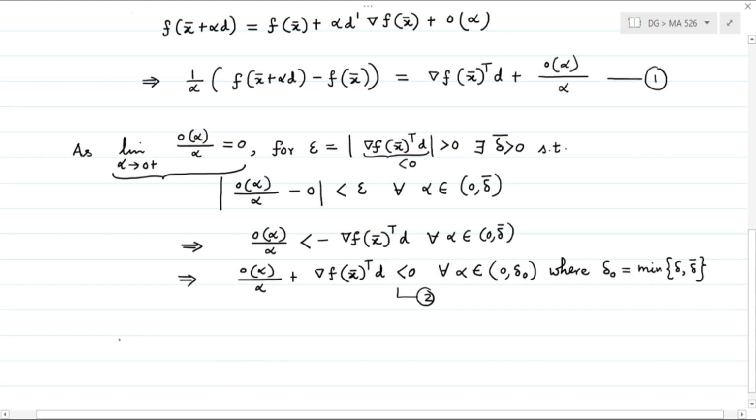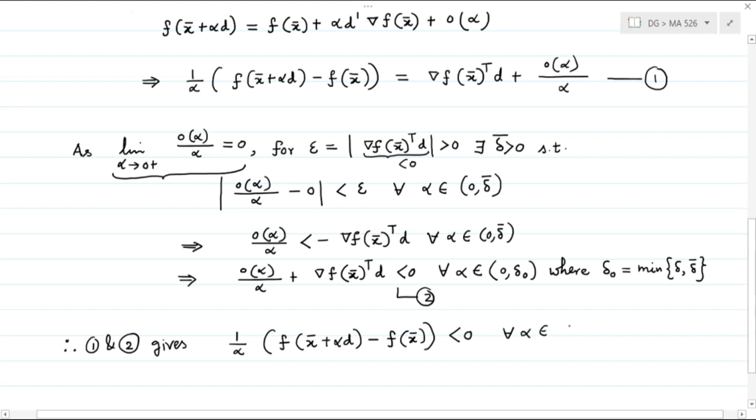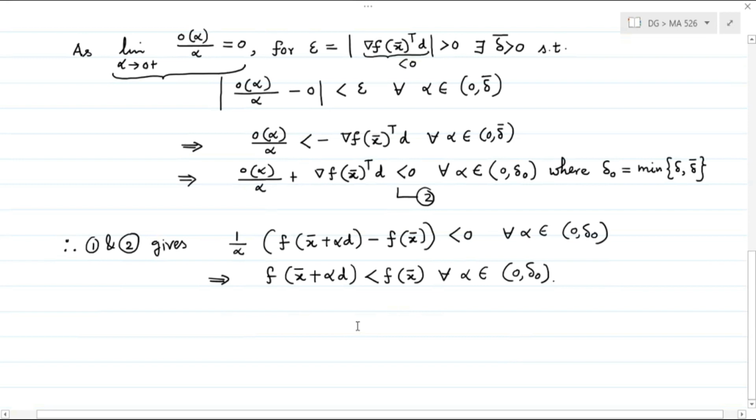Then from 1 and 2, what do we have? From 1 and 2, we have 1 by alpha times f of x bar plus alpha d minus f of x bar is less than 0 for all alpha belonging to 0 to delta naught. What does it imply? It implies f of x bar plus alpha d is less than f of x bar for all alpha belonging to 0 to delta naught, right? And this is what you require. This is the definition of d being a descent direction at the point x bar.